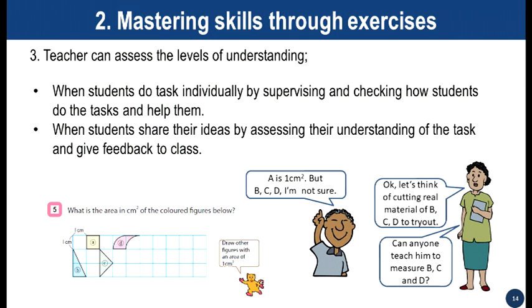Step 3. Teacher can assess the levels of students' understanding. When students do tasks individually, teacher can supervise and move around and check how students do the task and help them individually. When students share their ideas, teacher can assess their understanding of the task and give feedback to the class. Here is an example.